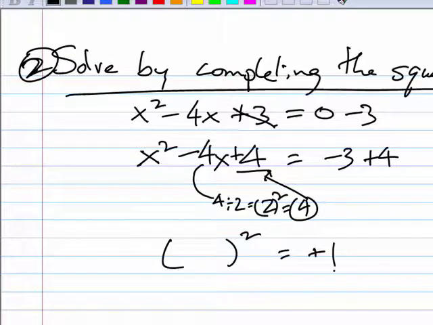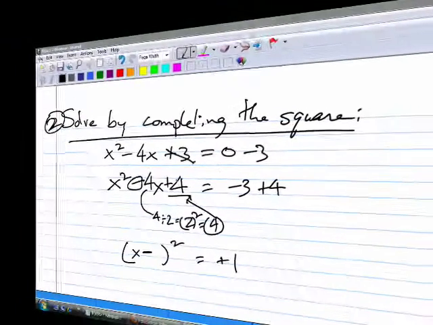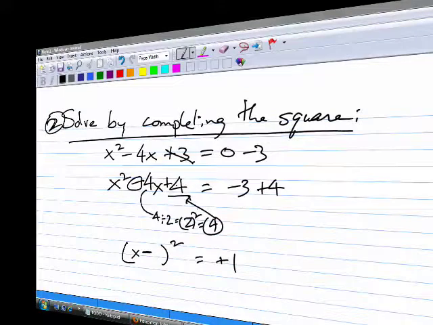And this perfect square is going to be x. Is it going to be plus or minus? Because there's a negative here. If they were all positive, it'd be positive. Because of this negative, it's going to be minus. And I'm not going to use 4. I'm going to use the number that I used before I squared, which was 2. Okay, so x minus 2.